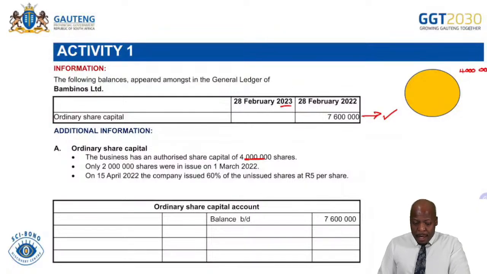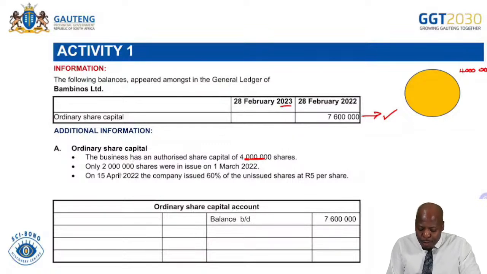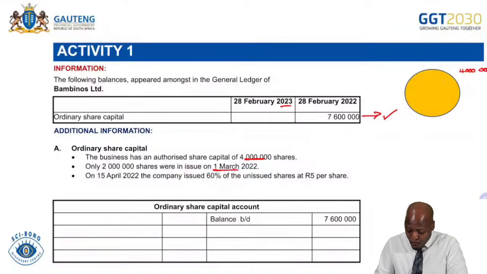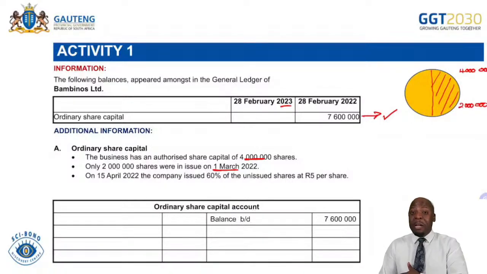Okay. Then they tell us only 2 million shares were in issue on 1 March. 1 March is the beginning of this financial year. So we know that not the entire 4 million was issued. Half of it was in issue. That is what? 2 million. So out of the 4 million that we can issue, we have issued only 2 million. Are you still following me?